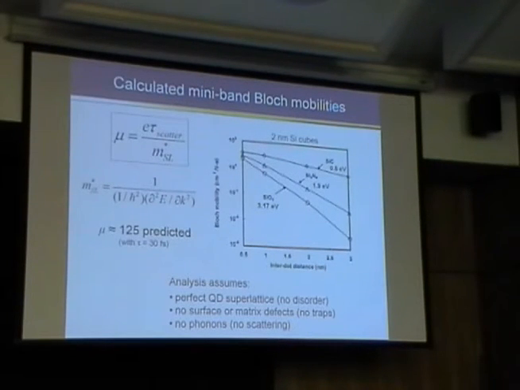These mobilities, if we could achieve them, even say a quarter of them for the solids that we're talking about, would give us diffusion lengths that are long enough to really collect all the carriers, or at least collect all the light, and probably all the carriers from the devices. So this is something that is kind of a motivating goal for our work in manipulating quantum dot solids. And it assumes, like I said, perfect everything. Right? Perfect quantum dot superlattice, no surface states, and also no scattering from phonons.